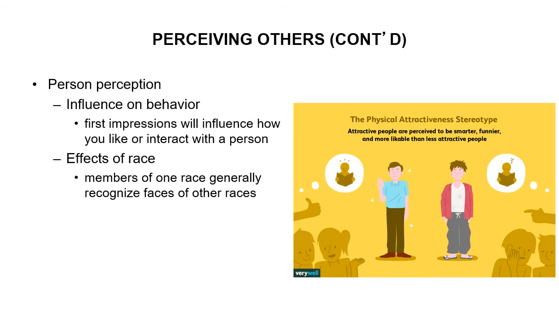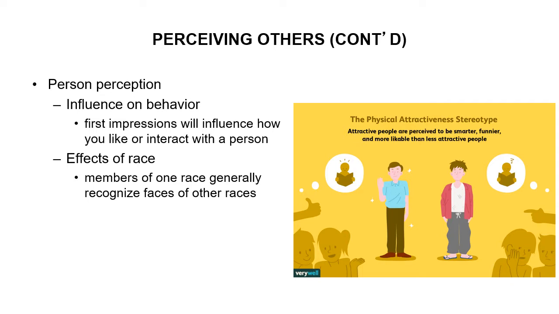So what goes on here? Well, our person perceptions influence behavior. The first impression that you make of someone will influence how you interact with them, and then as you revise your person perception, that will influence how you interact with them as well. So how we perceive people does affect how we interact with them.